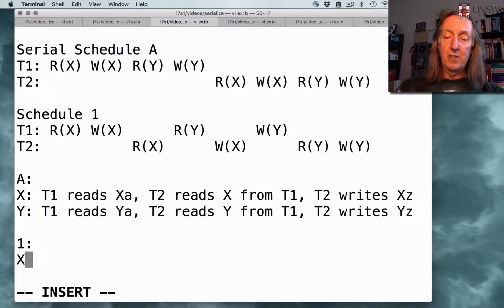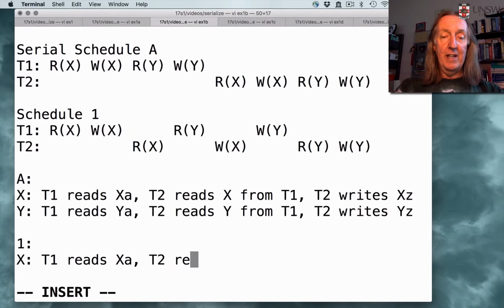So what happens with X? Who's the first reader of X? Well, that's T1. So T1 reads the initial value of X. Which value of X does T2 read? You can see from these two instructions here that it reads the value of X that was written by T1.